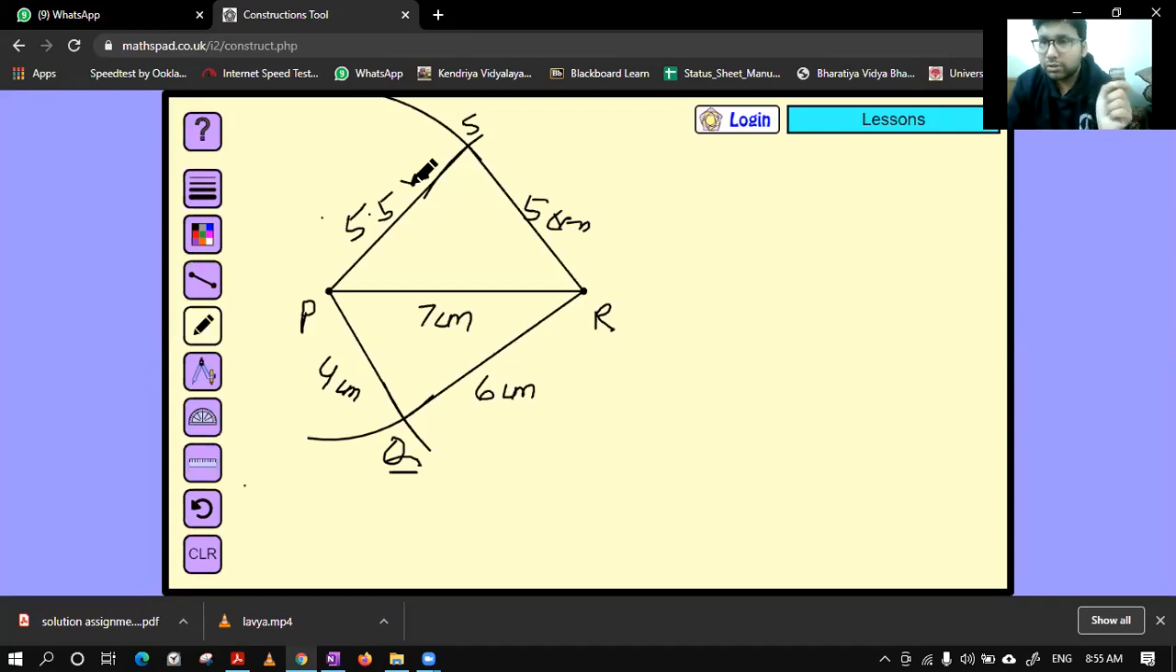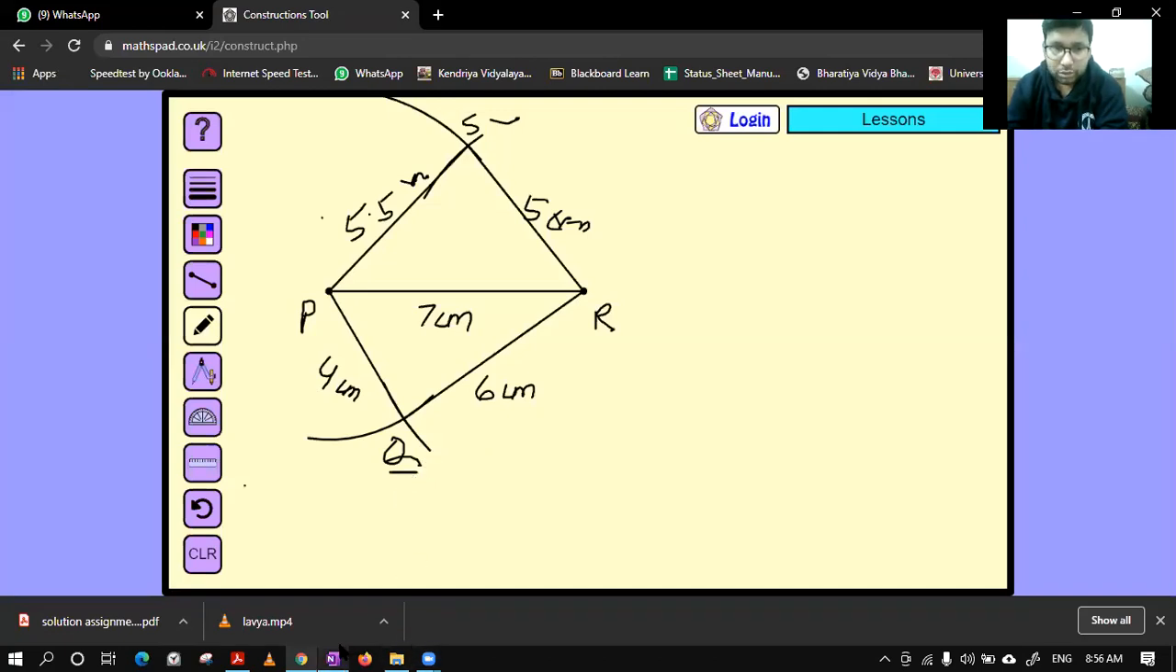You will write first step, draw PR equal to 7 centimeter as shown in the diagram. Then keeping the compass on point P or taking P as center and radius of 5.5 centimeter, cut an arc on the upper part. Then you will say taking R as center and radius 5 centimeter, cut another arc to touch the previous arc at point S. That will give you point S, and you will join all the points like this and will get the quadrilateral.